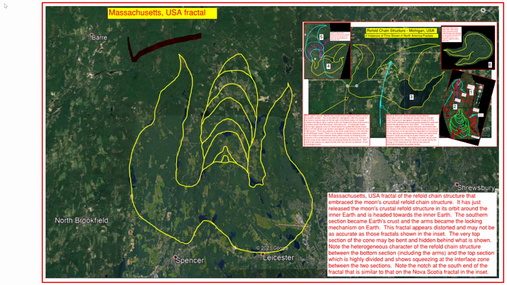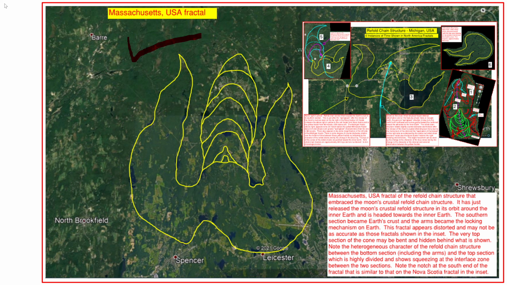Okay, this main featured fractal is in Massachusetts, USA. We saw what's in the insert that's showing the phases of Rodinia as it dropped off the Earth's moon in orbit, and then it headed towards the inner Earth on its journey. So here we go on the text box. Massachusetts, USA fractal of the refold chain structure that embraced the moon's crustal refold chain structure. It had just released the moon's crustal refold structure in its orbit around the inner Earth and is headed towards the inner Earth.